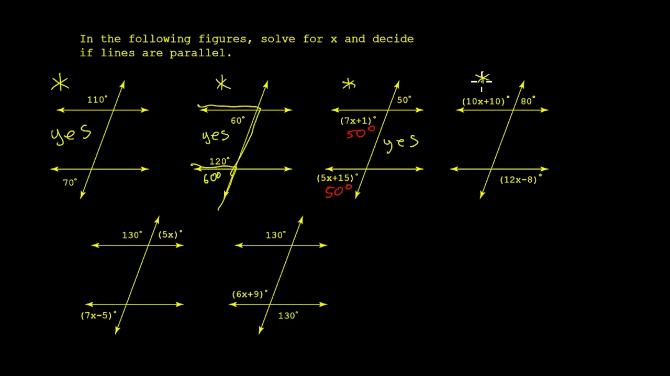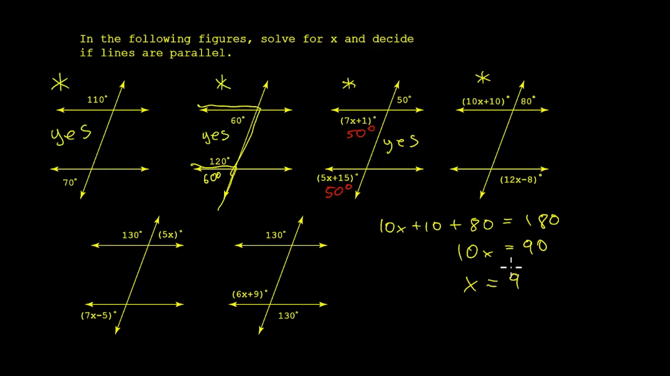Moving over to here, again, you might be tempted to say I have alternate exterior angles and just set them equal to each other. But again, if we have something like this, this alternate exterior and that alternate exterior are not going to be congruent because these lines are definitely not parallel. What we definitely do know, though, is that these two angles add up to 180 because they're supplements. So then 10x plus 10 plus 80 equals 180. Rearranging, we get 10x equals 90. And then x equals 9.